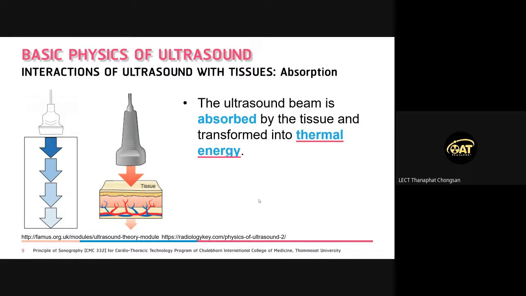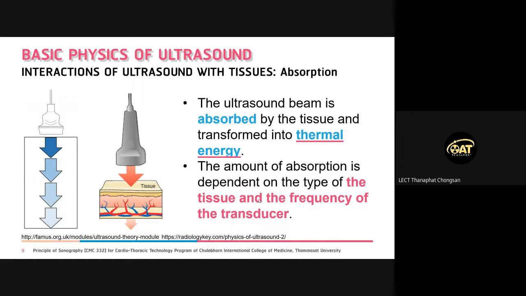Okay, in general, the proportion of absorption and thermal conversion depends on the tissue and transducer frequency. For example, bone has a higher absorption rate and thermal conversion than soft tissue, and if we use a high frequency transducer, the patient will receive high thermal energy from that process.